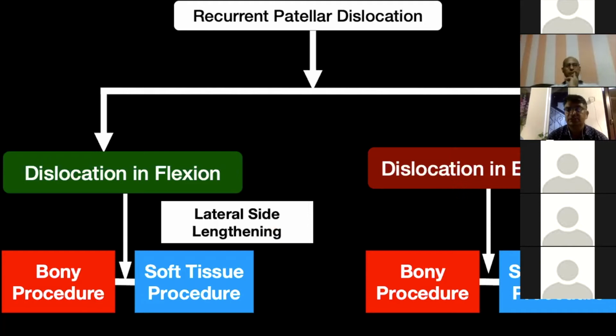If the dislocation is in extension, you can do a bony procedure if it is a bump in the trochlea, or you can many a time get away with the soft tissue procedure.